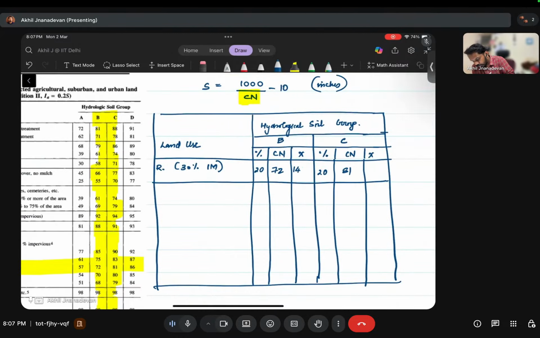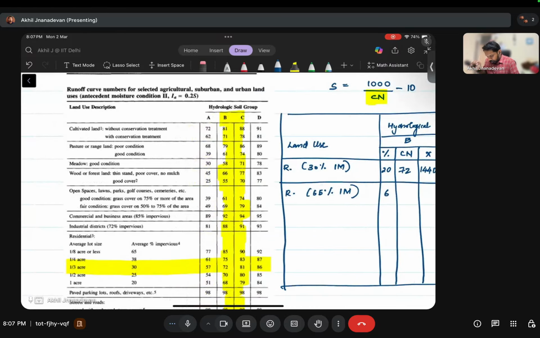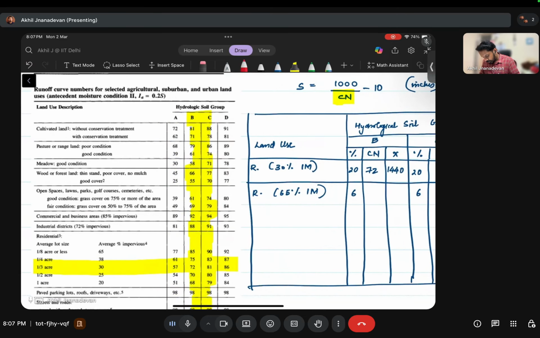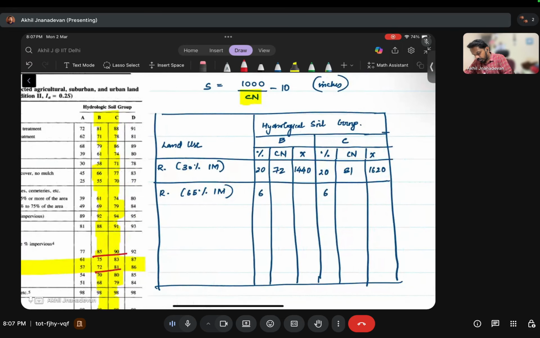Similarly, for residential area with 65% imperviousness, total is 12%, so it will be distributed as 6%. And from the table, you can find those values with 65% imperviousness, it is 85 and 90, right? This was the first value that we took. This is the second value, that is 85 and 90. So we can write down those values. So the product will be given 510 and 540. Right. Similarly, we can write for the others.